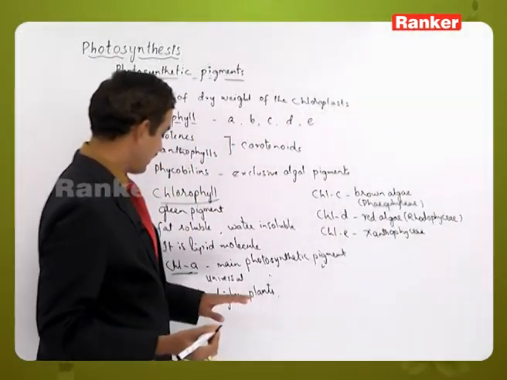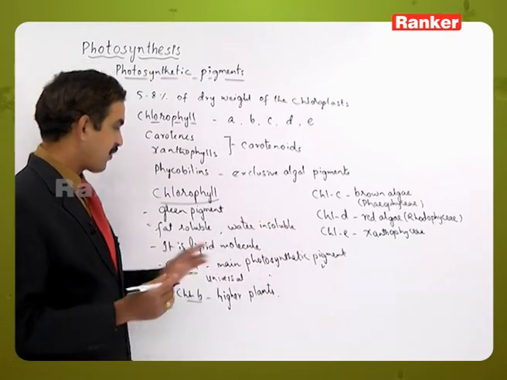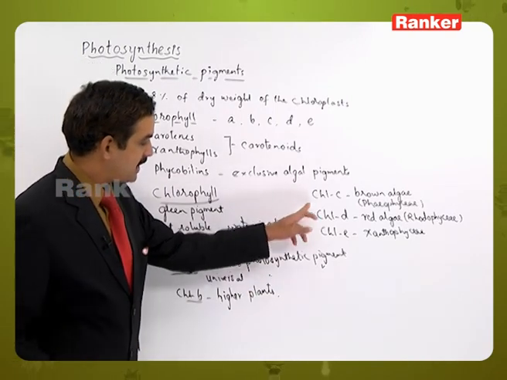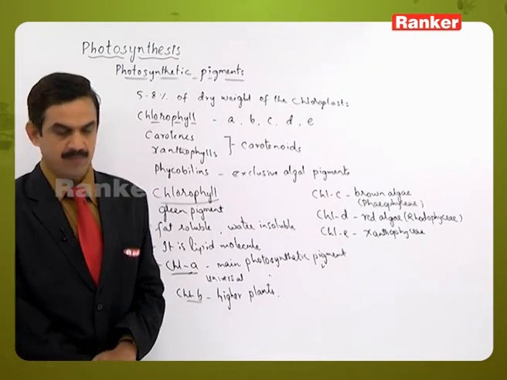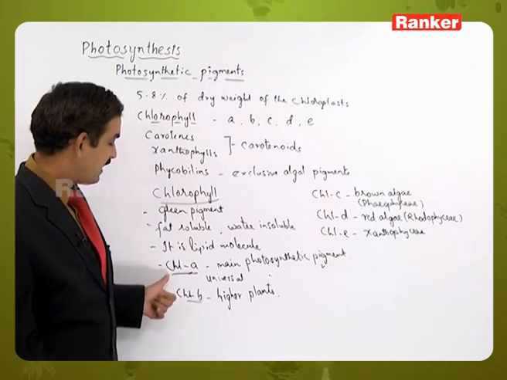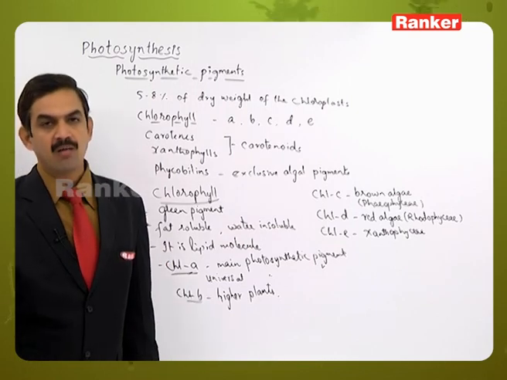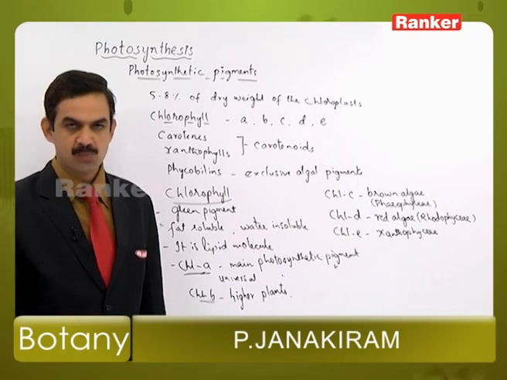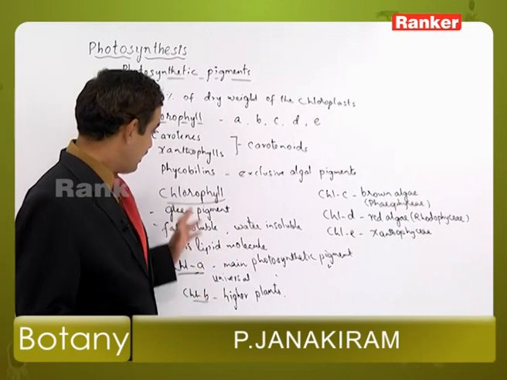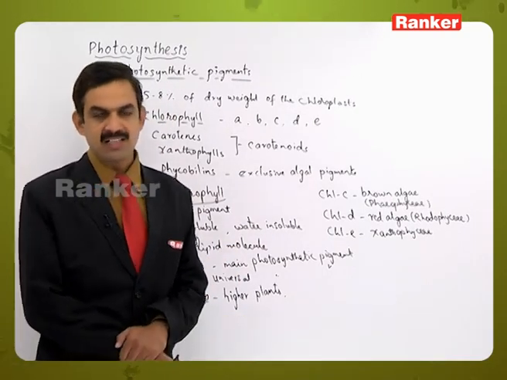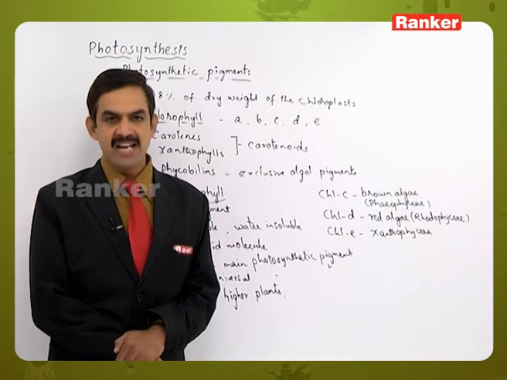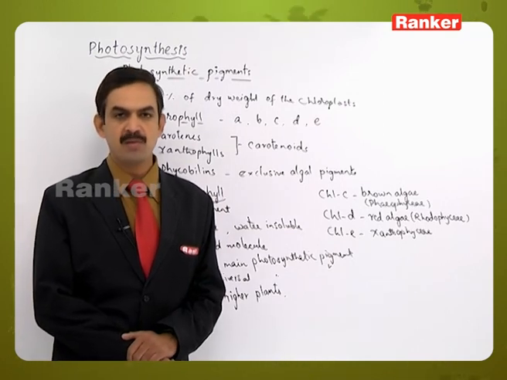So these are the 5 types of chlorophyll molecules. Chlorophyll C, D and E are restricted to the algal members only. Whereas chlorophyll A and B are present in higher plants like angiosperms. So likewise, there are 5 types of chlorophyll molecules. Let us discuss the structure of chlorophyll A and how it differs from the chlorophyll B molecule.